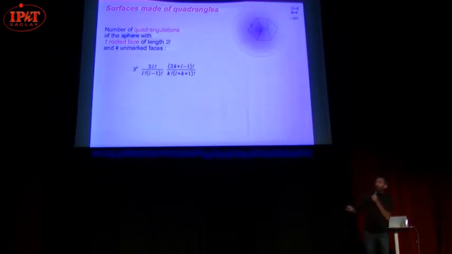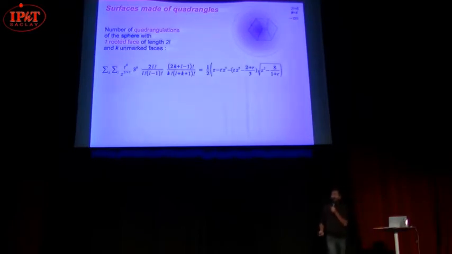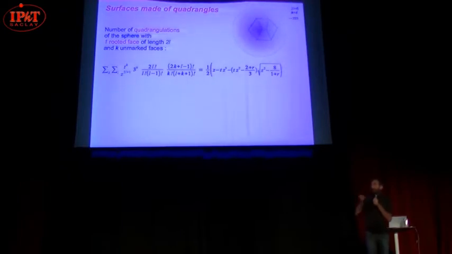So for k quadrangles and a marked face of length 2L, this is the number of possibilities. Again, you make a generating series with t to the number of quadrangles and z to the power of 2L plus 1, where 2L is the size of the marked face. Again, this series is the Taylor expansion of a function of t and z, which is algebraic, as you can see. And again, r is the square root of 1 minus 12t.